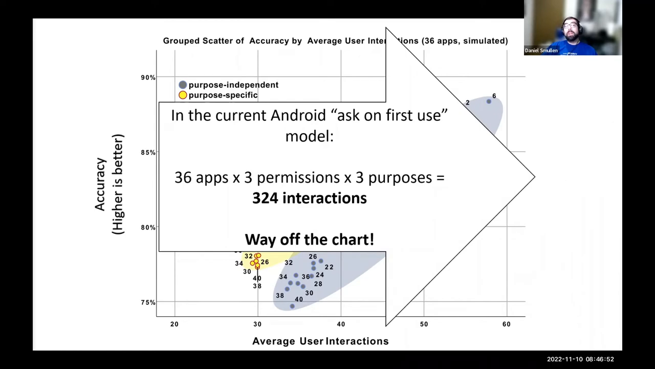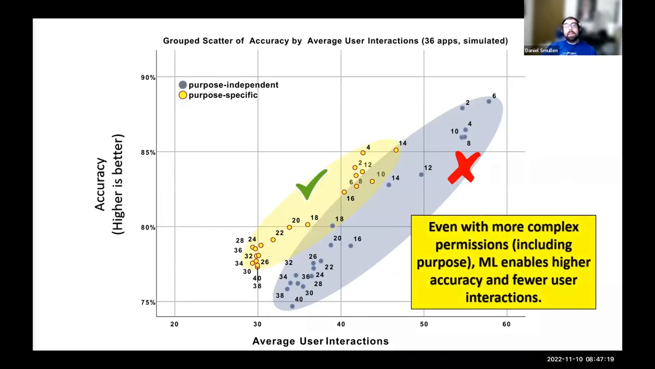Probably not. And when we compare this to the original Android permissions model, if you've got 36 apps, each with three permissions, because that's what we studied, and you add to that model three purposes, at minimum you're going to have 324 interactions. You'd have to click 324 times to configure the basic number of apps you use every day. Nobody's going to do that. Not a chance. So the idea here is that the machine learning, even with more complex permissions, the ones with purpose, can achieve higher accuracy. We can predict people's preferences better, but also have fewer user interactions overall. So that's great. That means mission accomplished.